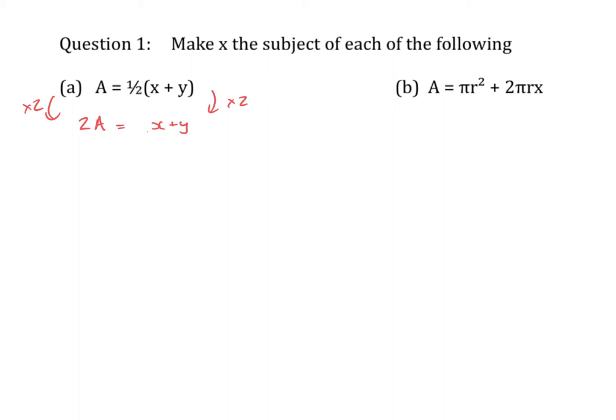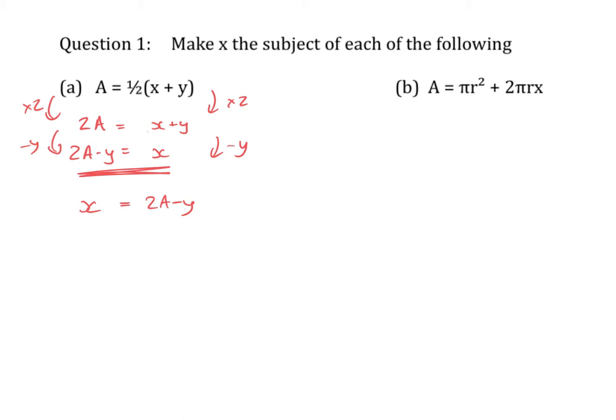Then I need to subtract y from both sides, because that will isolate the x term. So on the left-hand side, I have 2a minus y, and on the right-hand side, I have x. Normally, it's neat to write it the other way around, so x equals 2a minus y, but there is nothing wrong with leaving it in this form.